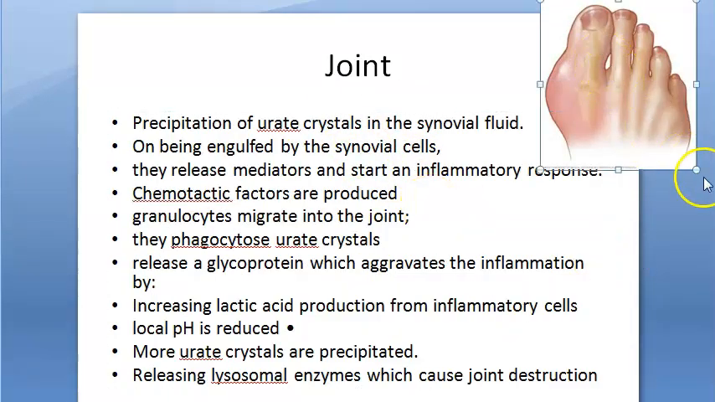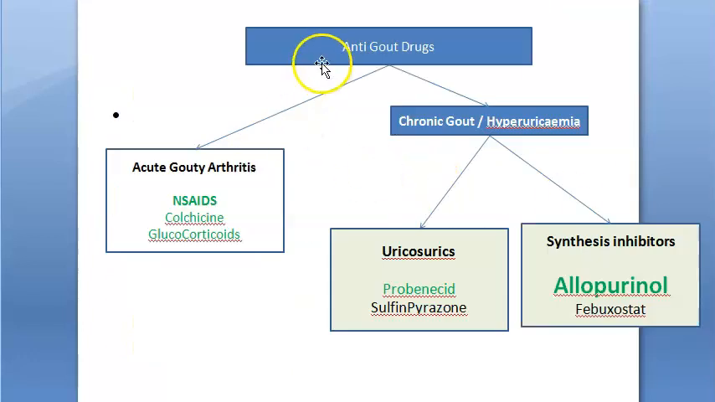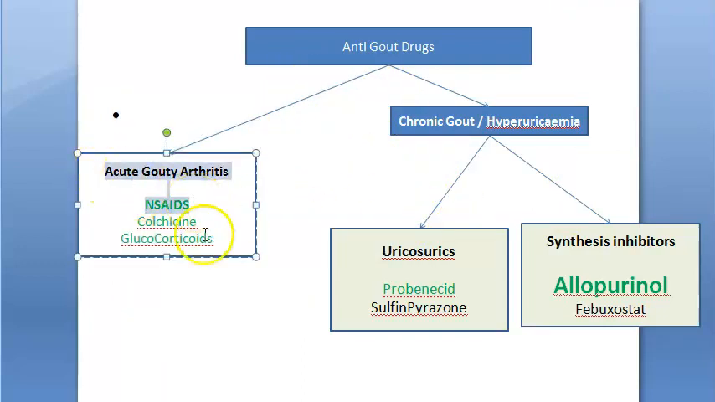If it deposits in the joint, it's called gouty arthritis. Now coming to the drugs used to treat gout, remember for acute gouty arthritis, you should give only anti-inflammatory drugs, like NSAIDs, non-steroidal anti-inflammatory drugs like diclofenac, indomethacin, and many others. NSAIDs are the first choice. If they are not responding to NSAIDs, you can give colchicine. Colchicine acts only against gouty inflammation, so it will suppress only gouty inflammation. And you can give steroids.